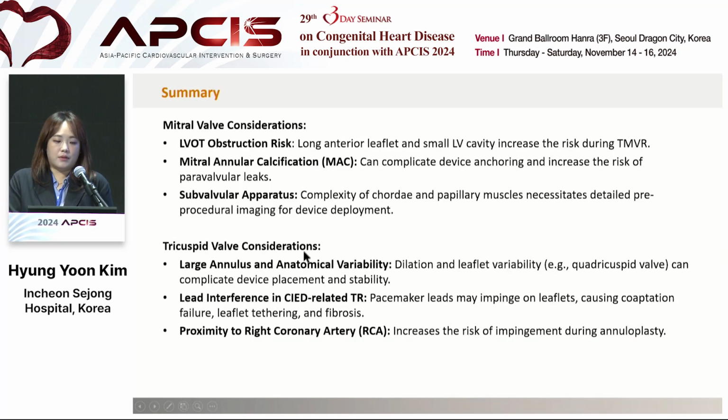So this is the last slide and summary. Mitral valve considerations are LVOT obstruction risk, mitral annular calcification, and subvalvular apparatus, and tricuspid valve considerations are large annulus and anatomical variability of the leaflet, lead interference in CIED-related TR, and proximity to the RCA.